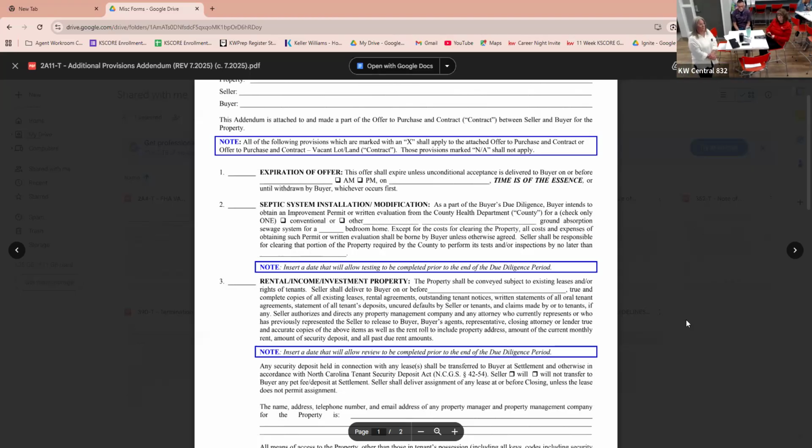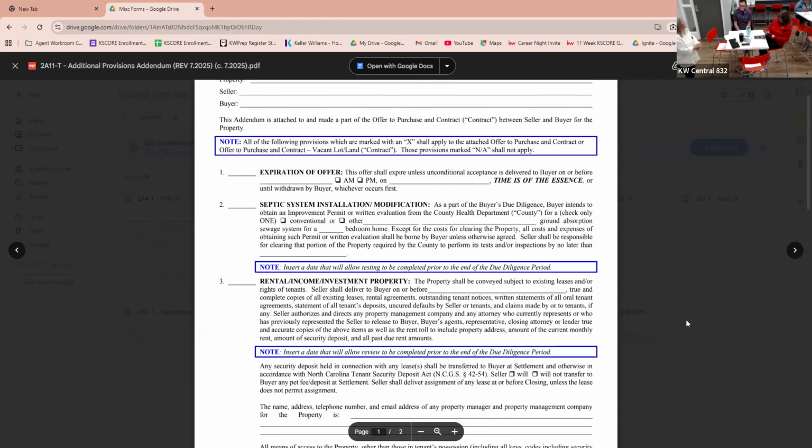I will caution you a little bit on using this expiration of offer. If your buyer truly needs to know, like maybe they're just in town for the weekend and they need to know before they leave if their offer is accepted. A lot of times agents will also use this in multiple offer situations. Just be careful using it in multiple offer situations, because if the seller does not accept the offer by the time that you put in here, your offer is no longer valid.